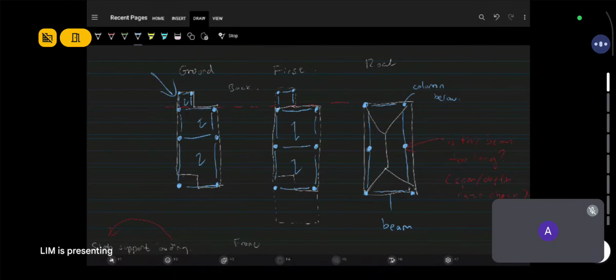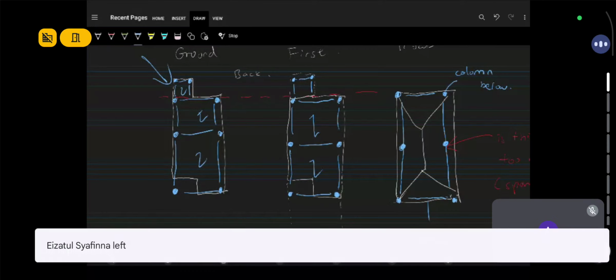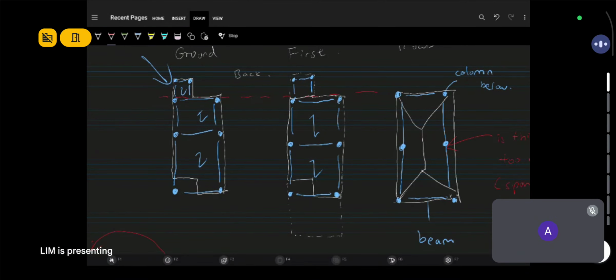Now, sometimes there is an issue. On the ground floor, you notice this column is in the middle of an area. I may want to park my big Hilux there. That column will be in the way. The architect will say, I don't want a column there. Move that column away.